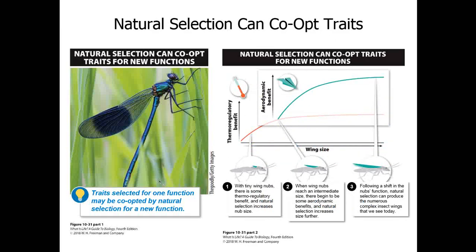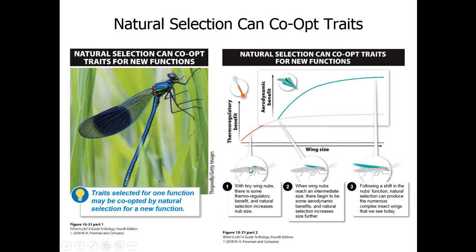Natural selection can also co-opt, or change the function of, traits. The example they gave in your book was insect wings. You might be wondering how something as complex as an insect wing, or maybe an eyeball, can evolve. What these experimenters did is they had some flies that had tiny little wing nubs. These were not used for flying, but they were beneficial for thermoregulation.